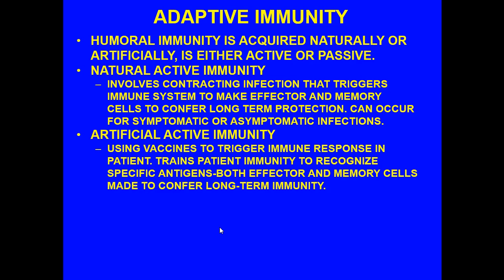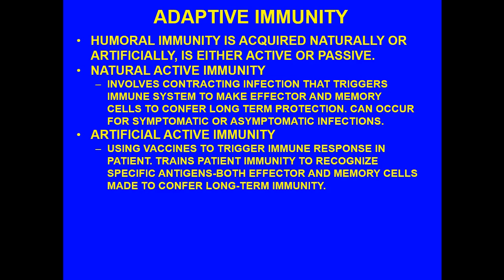Artificial active immunity is, by using vaccines, they trigger the immune response in the patient. This trains the patient's immunity to recognize specific antigens. And so what happens is you have both the effector and memory cells made, and eventually this will confer long-term immunity.